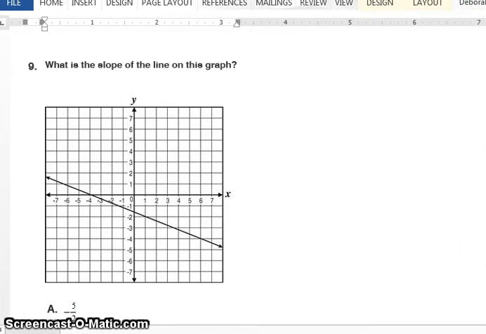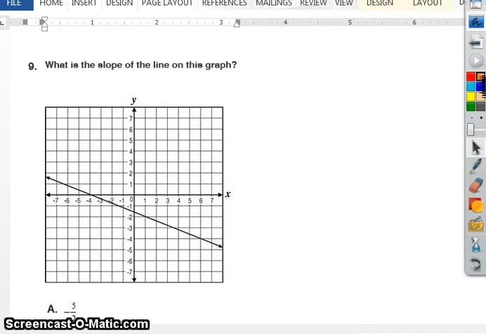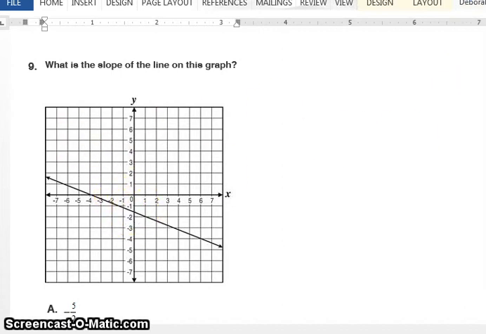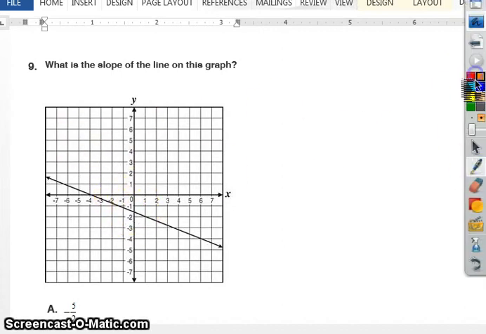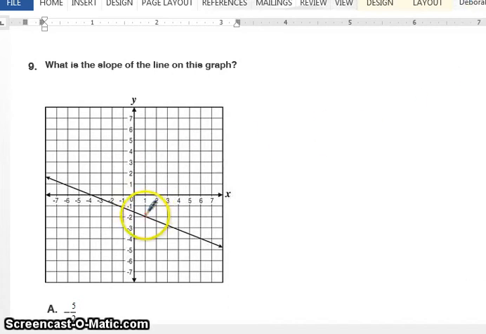Number 9, what is the slope of the line on this graph? Got lots of these. Looking for an exact point. That looks like 1 right there. Those get close, but not quite. That looks like another one right there.